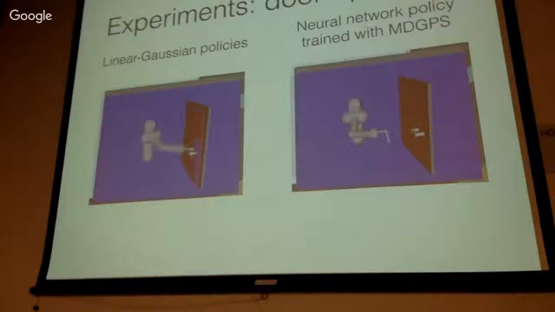We also try things like simulated door opening. And here we train a single neural net policy using guided policy search. Whereas we need a different linear Gaussian policy for each time we move the robot, we can train a single neural net that's going to be able to open the door from any initial position that we give it.